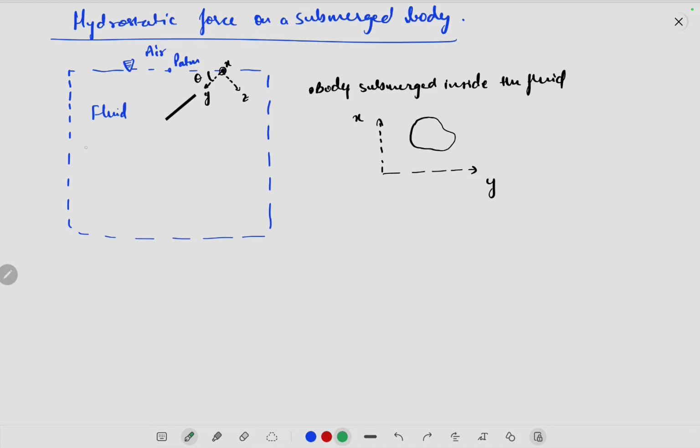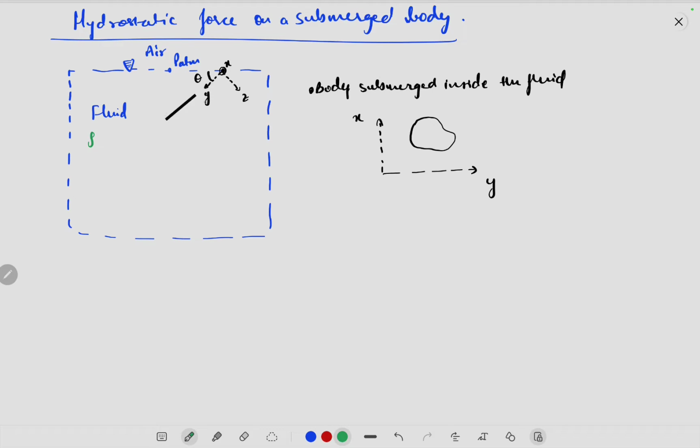Let's take the density of this fluid as rho, and we assume that the density of the fluid does not change with pressure, that is, the fluid is incompressible and the hydrostatic law can be used for this fluid. So the pressure value can be found from the hydrostatic law: the pressure at any depth h will be given by, if it is P atmospheric at the surface, then pressure at this point will be P atmospheric plus h rho g, right?